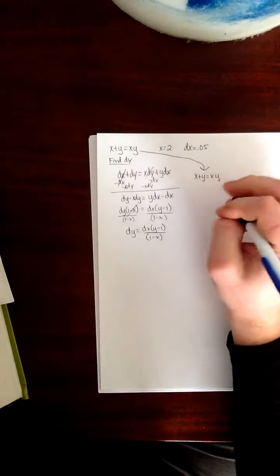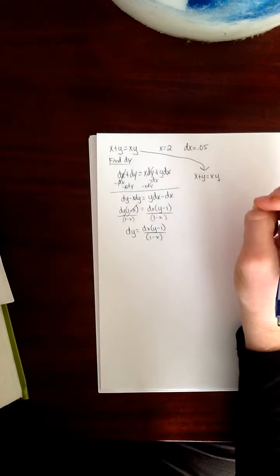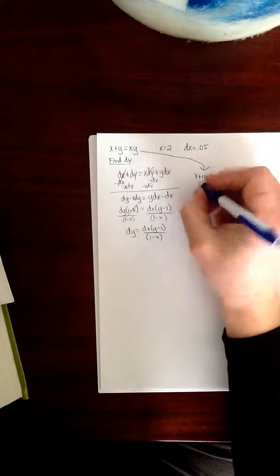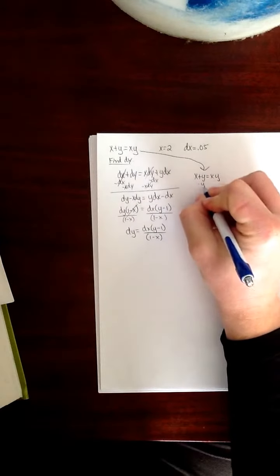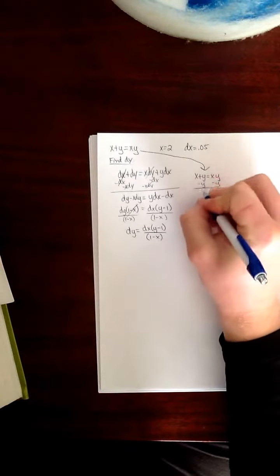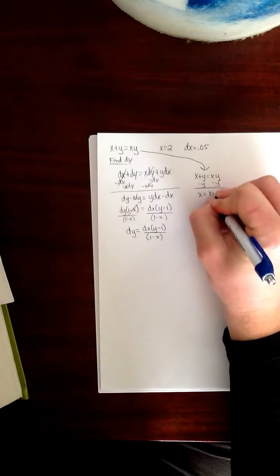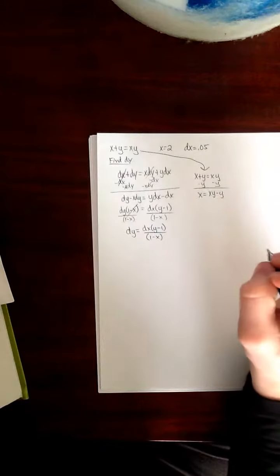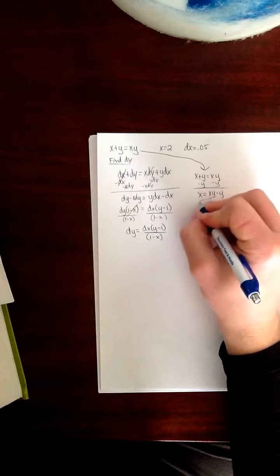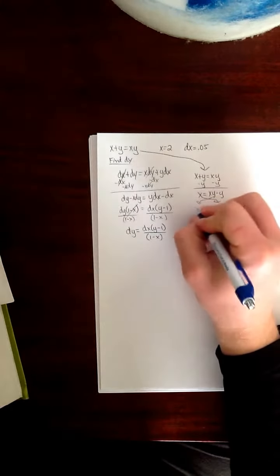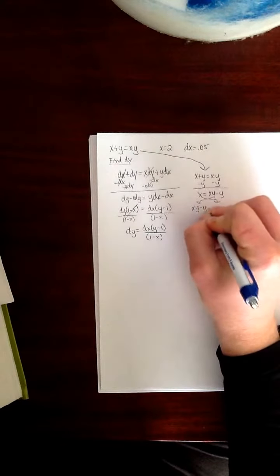So let's solve for y here. Well, how am I going to do that? I guess I'll subtract y from both sides. So I have x equals xy minus y. And I'm going to flip sides just because of personal preference. Xy minus y equals x.